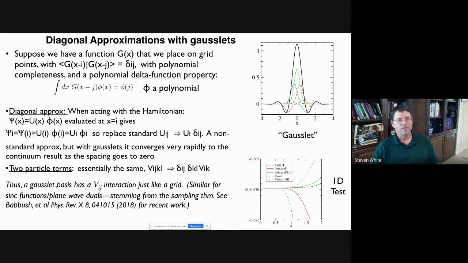Okay, so the key point is that with a Gausslet basis, we get this Vij interaction just like it was a grid. This is a similar property that you get from sinc functions, which are plane wave duals, which in that case stems from the sampling theorem. But sincs are one sort of extreme example of a wavelet. And so this is something that you can get with wavelets. You can also get it with some other types of wavelets. We think our version of the wavelets are the best, but anyway, it's not unique.